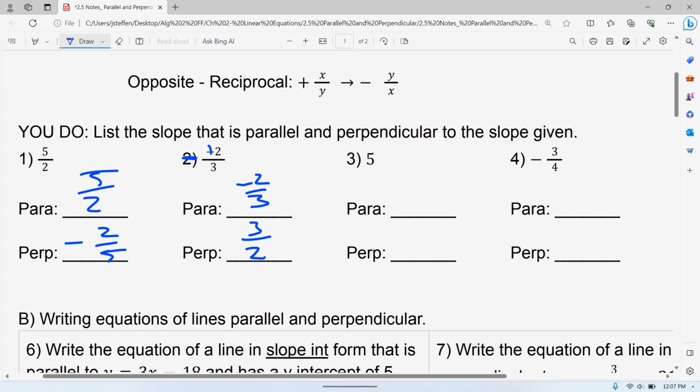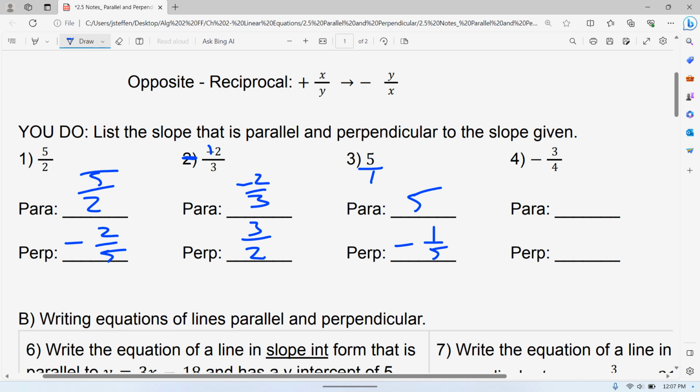Number 3, if it is not a fraction, you can make it a fraction by putting it over 1. So if you ever don't know what to do, if you say, well, I can't do the reciprocal because it's not a fraction, just make it a fraction by putting it over 1. Now, all of a sudden, the perpendicular is not too bad. That was positive, so we need negative. And then it's 1 over 5. And parallel, again, is the same thing. So you can just put 5 for that. Or 5 over 1 is fine, too.